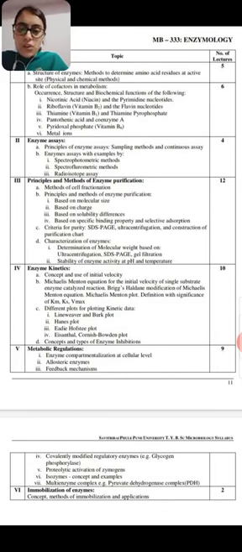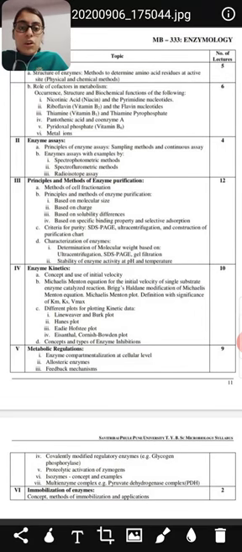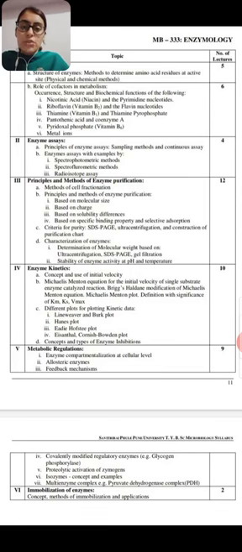You have 6 cofactors in this syllabus. So occurrence, structure and biochemical functions we are going to see. First is nicotinic acid, that is niacin. Nicotinic acid is also known as vitamin B3. I'll just tell you a short introductory part about all the cofactors.